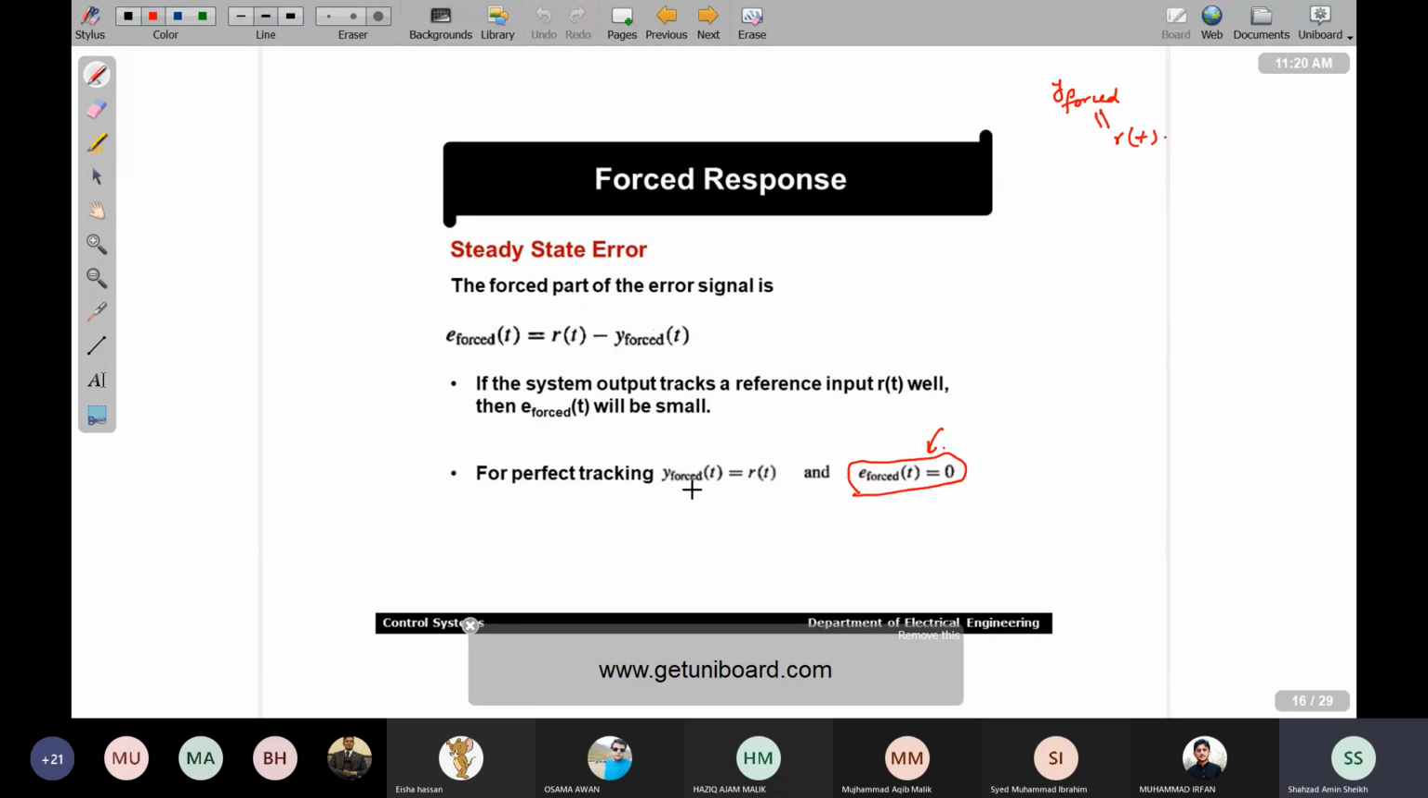So for a perfect tracking system y forced of t should be equal to rft, which is the external input or the input we are tracking, and as a result of that we want that e forced of t should be equal to 0.